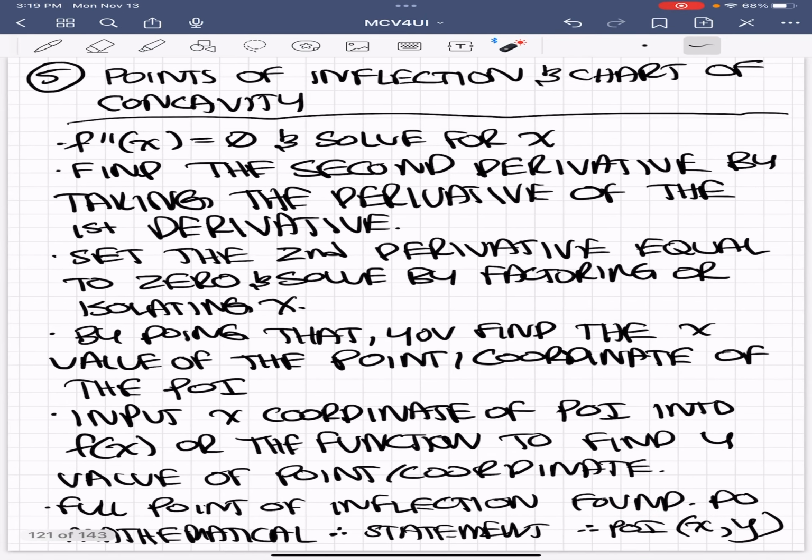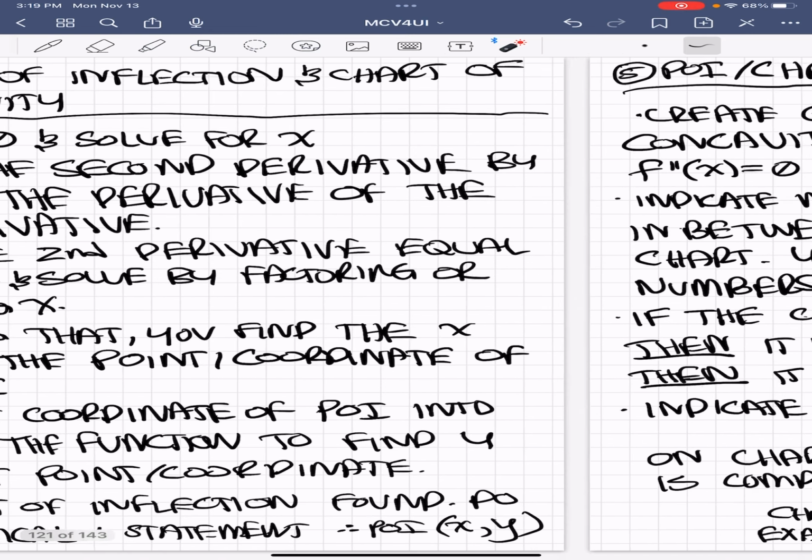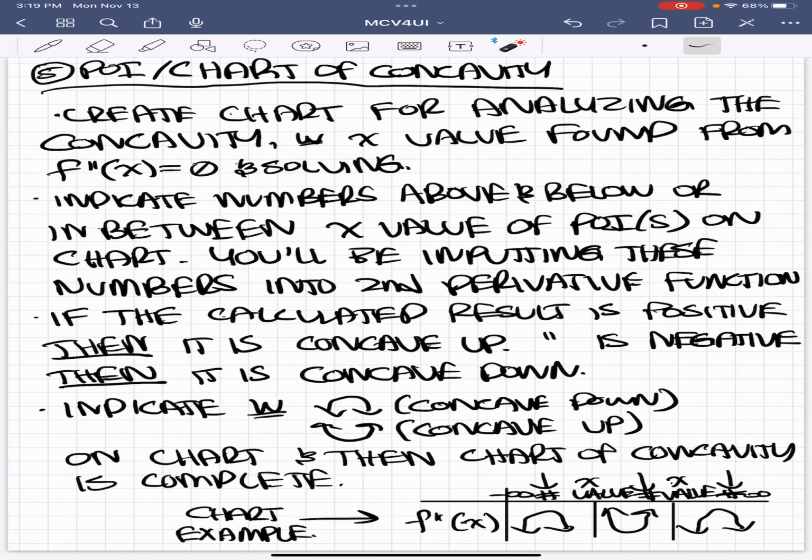Moving on to the chart of concavity. Okay, so for the POI and chart of concavity, create a chart for analyzing the concavity with the x value found from setting the second derivative equal to 0 and solving. Indicate numbers above, below, and in between the x value of the POI on the chart. You'll be inputting these numbers into the second derivative to indicate whether it is positive or negative, aka concave up or concave down.